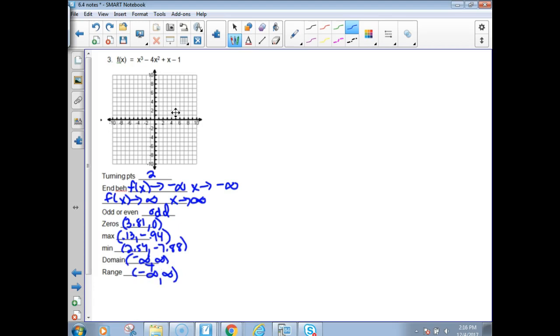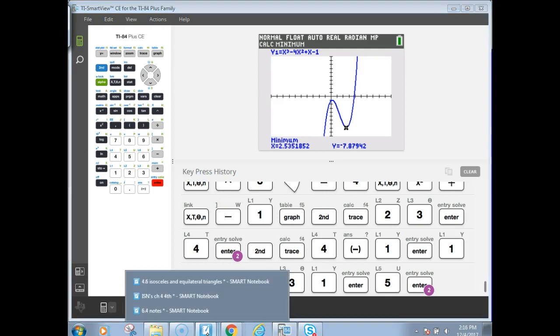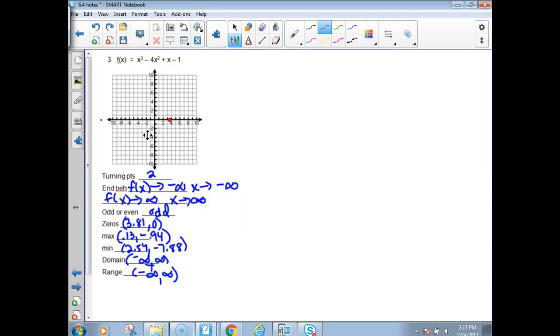Okay, to graph it, 3.8. Maybe I'll do that in red. I think, what did it look like again? Okay. So that thing crossed at about right there, and then it came down. The lowest min point was 2.5, almost negative 8. Right around there, and then it went back up. Good enough.